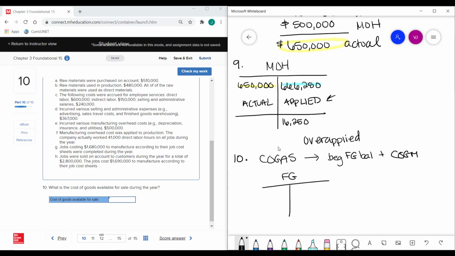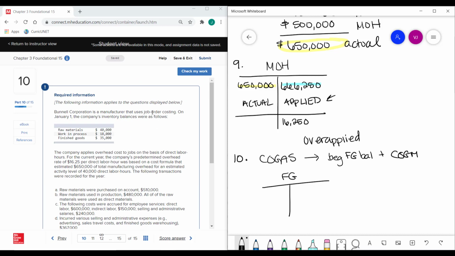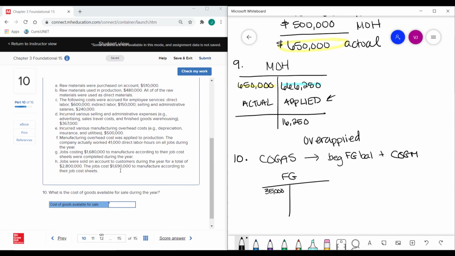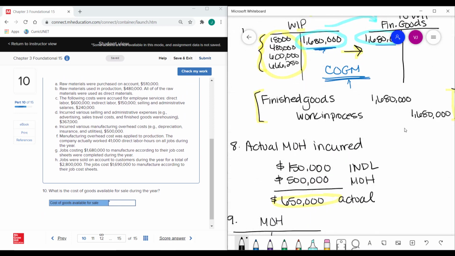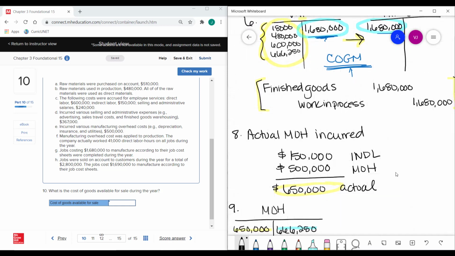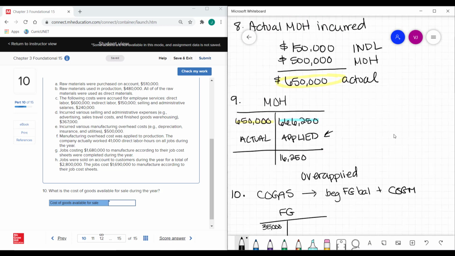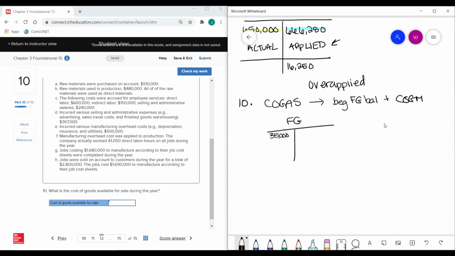So if we draw that T account, if we go and take a look here, the beginning balance in finished goods for the year was $35,000, but we added some more costs in there, right? We finished some jobs. So remember this entry here from number 6 is where we move the cost out of work in process into finished goods for the cost of the jobs we finished. So here we debited finished goods for $1,680,000.